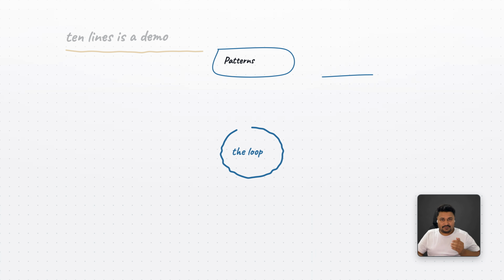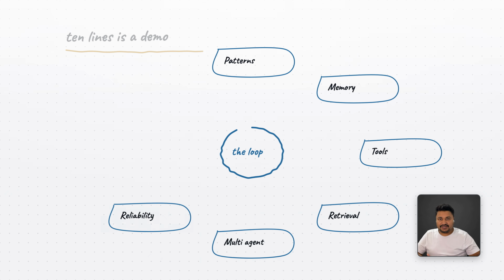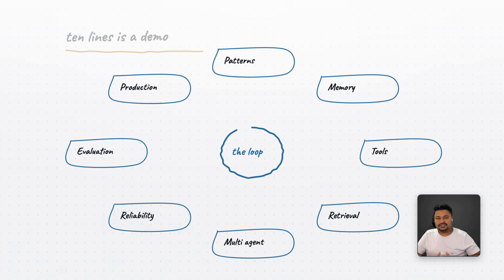So if an agent is 10 lines, why a whole course? Because 10 lines is enough for a demo and nothing more. Everything after that is a choice you make around the loop, in 8 groups: patterns, memory, tools, retrieval, multi-agent, reliability, evolution, production.